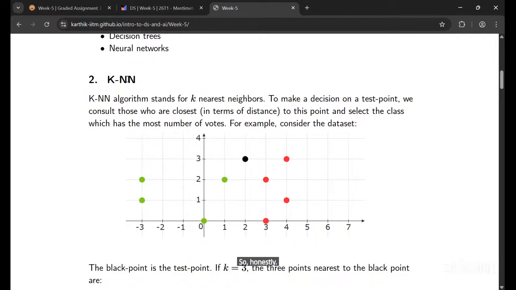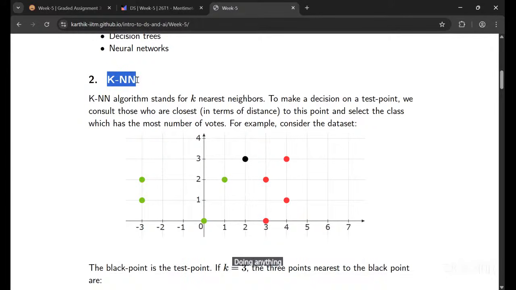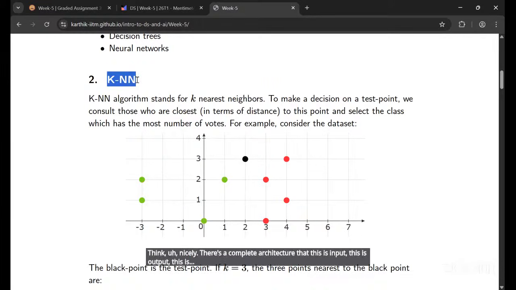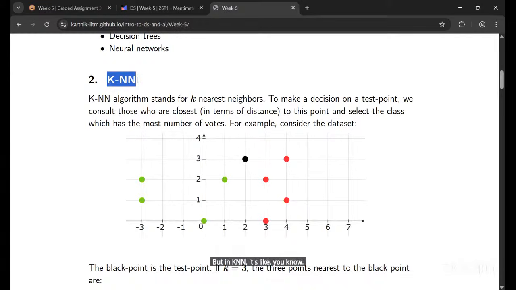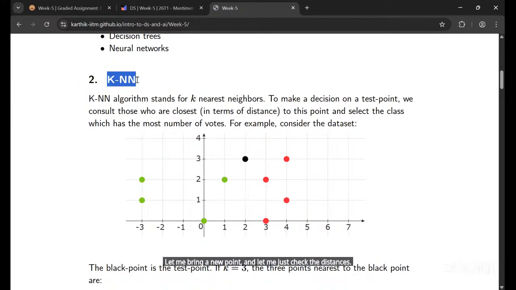So honestly, this is the very first raw, simple classification model because here you're not doing anything much. In decision tree and in neural networks, if you think nicely, there's a complete architecture: this is input, this is output, this is how we are traversing in between, these are how the calculations happen. But in KNN, it's just a very simple workaround: I have all the points, let me bring a new point and check the distances. There is no architecture. You're just checking the distances, checking the minimum distance, and on the basis of whatever the value of k is, you are assigning the majority label. So there's no architecture to the algorithm.